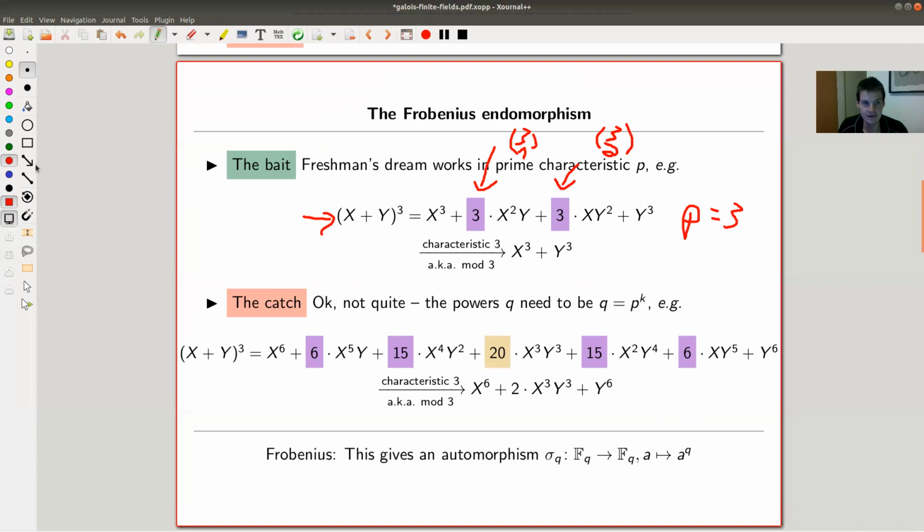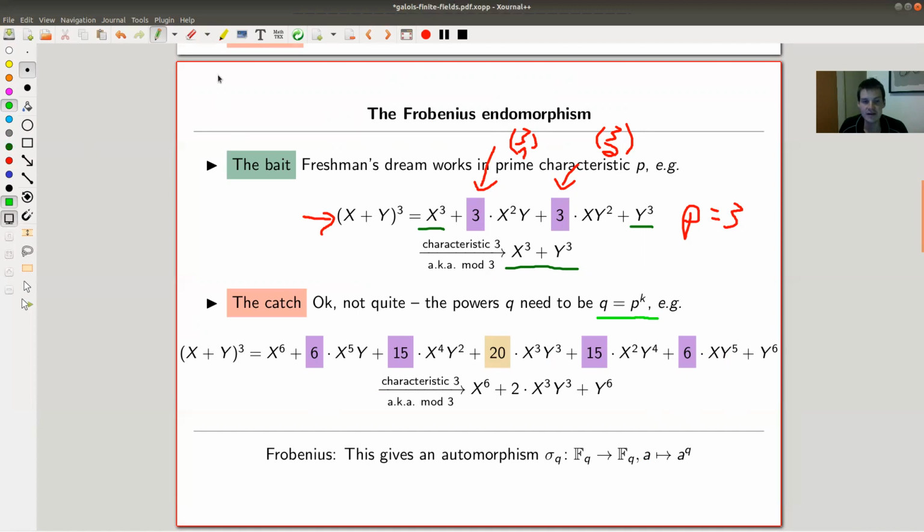And in the freshman's dream, I would only take the two extremal ones. But it happens that in characteristic 3, which means you're working modulo 3, well, 3 is certainly divisible by 3, so it dies modulo 3. So this actually works. So Freshman's dream in characteristic 3 seems to work. Not quite, but it's good enough. So it works for prime powers.